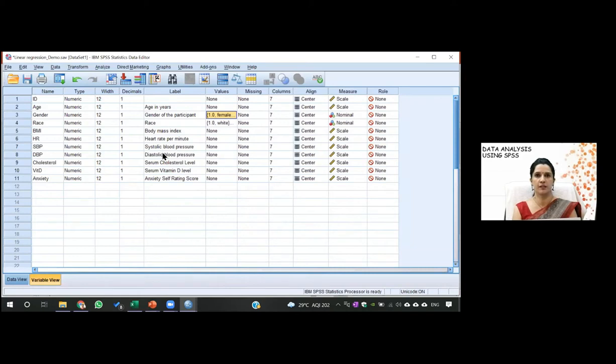This is very much similar to the previous one. Then the systolic blood pressure, diastolic blood pressure, serum cholesterol level, vitamin D level, and anxiety self-rating score. All these are scale variables. Only two are the nominal variables, that is the gender and race. Okay, so this is the data, and in the data view, you can see these data.